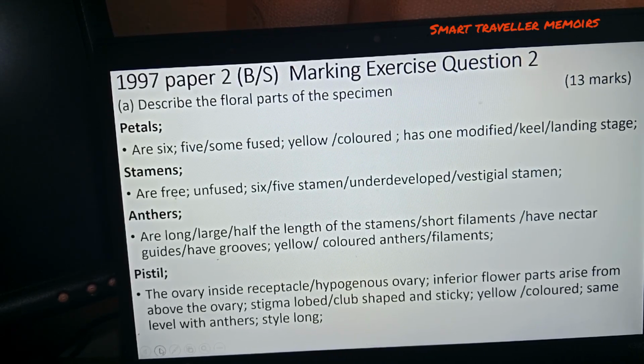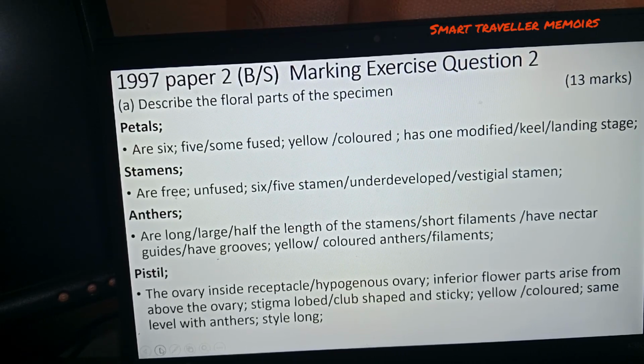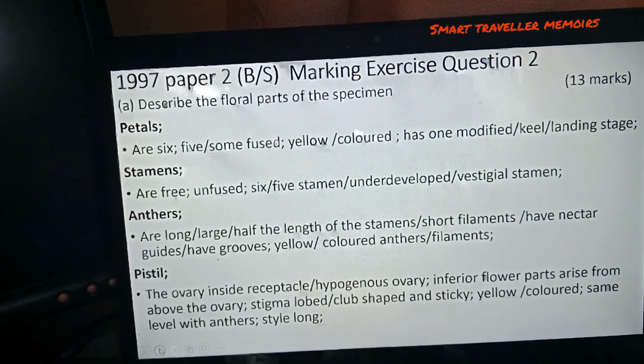Pistil, the ovary inside, or the ovary is inside receptacle. We call that one hypogynous ovary. Inferior, flower parts arise from above the ovary. Stigma is lobed or crab-shaped and sticky. Yellow colored, same level with anthers, style long. All those are marks. You get a maximum of 13 marks.